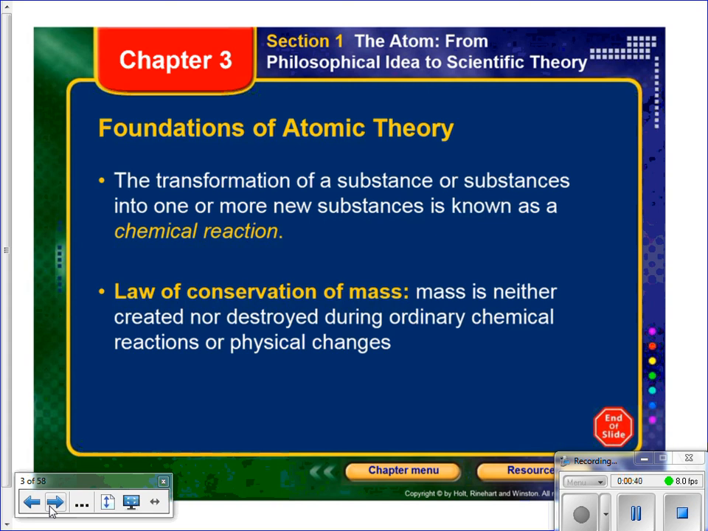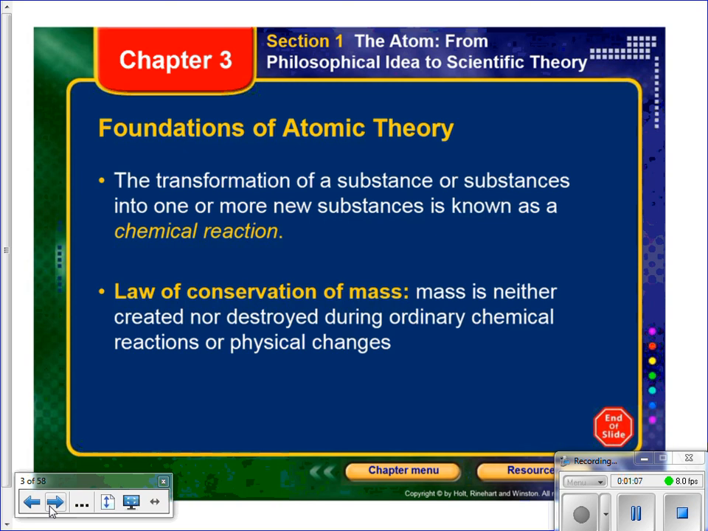All right, so we know a chemical reaction is showing a chemical change. We talked about this in the last chapter. So we've taken a substance, we've rearranged its atoms, and we've created a completely new substance. But one thing that didn't happen was a change in mass. So we have the law of conservation of mass. Mass is neither created nor destroyed in a chemical reaction or a physical change.